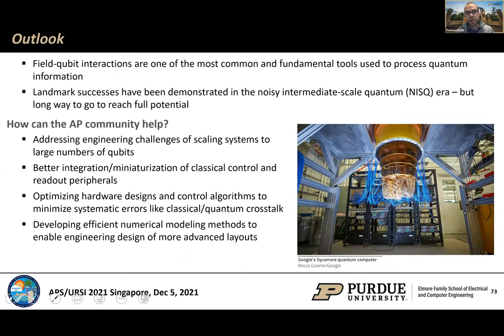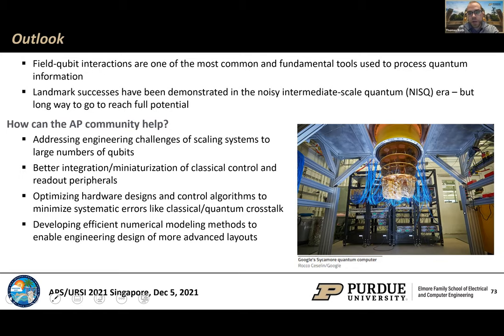As far as the outlook goes, to wrap ourselves up here, field-qubit interactions are an incredibly fundamental tool in almost all quantum information processing systems. And that doesn't seem like it's going anywhere. So there seems to be a very good future for using electromagnetic systems to control quantum devices. That doesn't seem like it's going to go away.